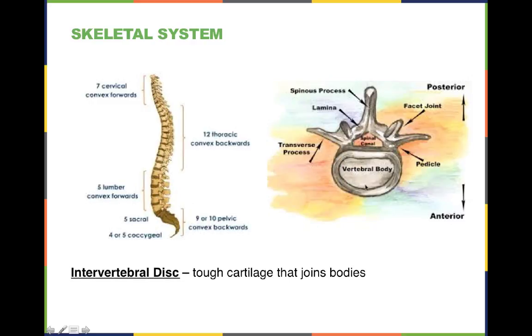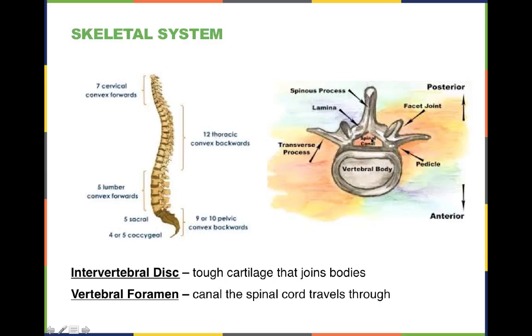The intervertebral disc is here, and it's between each of these bones. It's tough cartilage, and it supports and absorbs shock as well. The foramen here, the vertebral foramen, also called the spinal canal, is where the spinal cord comes through. And there's also something called the spinal foramen here and here, where the spinal nerves come out from the spinal cord out into the body.